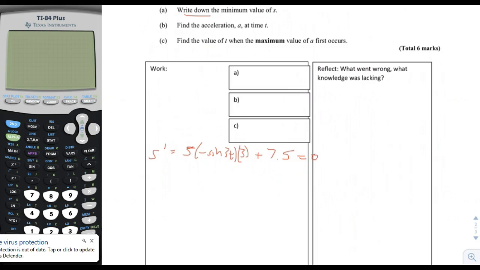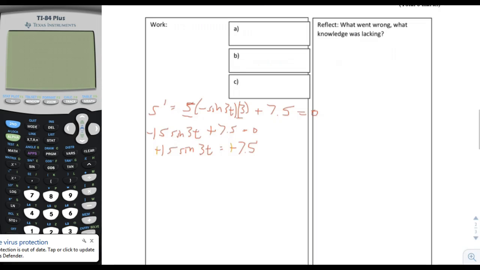Okay, so let's solve for t here. So we have 5 times 3, which is 15. We have negative 15 sine of 3t plus 7.5 equals 0. Let's subtract 7.5 from both sides. So we have negative 15 sine of 3t equals negative 7.5. And then we can multiply both sides by negative 1, and then divide both sides by 15. And we'll have sine of 3t equals 1/2.